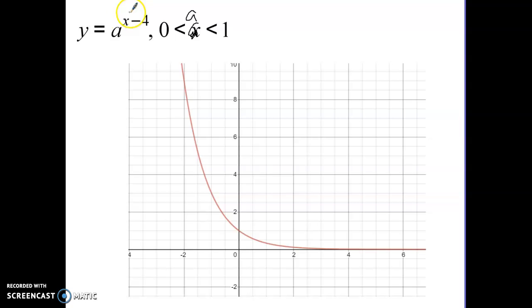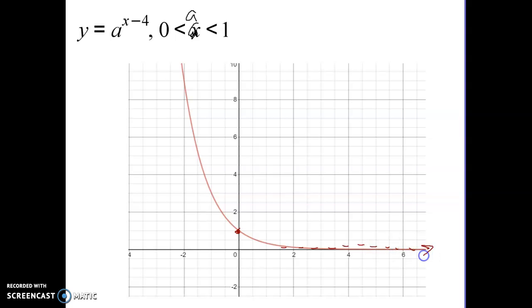And my x is just a plain old x right here. Now this -4, this is inside of the function. So that means it's going to be a horizontal movement. It's subtraction, so that means it's going to move to the right. So just like we talked about before when we did exponential growth in the last video, the two things I'm going to be looking at are my anchor point and my asymptote.